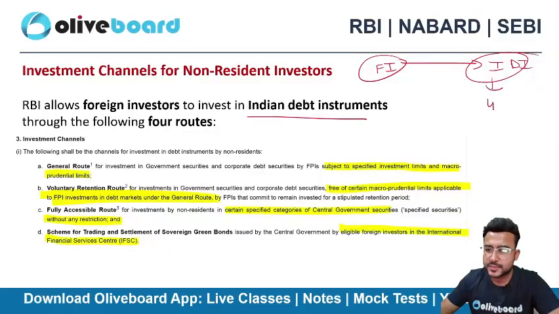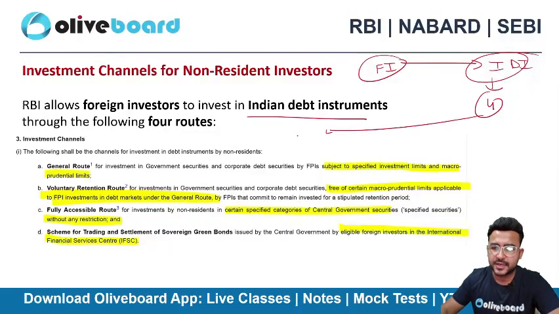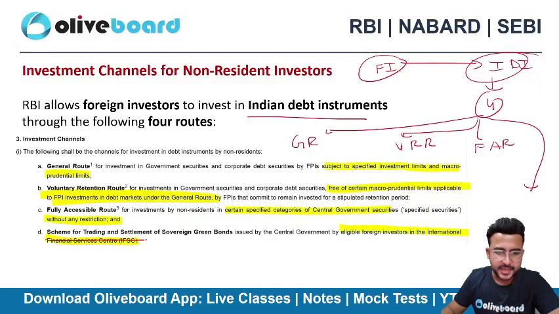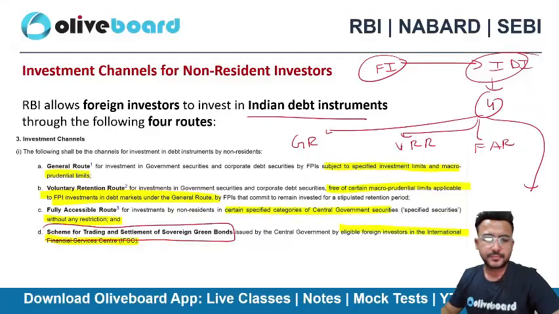There are 4 routes. First is the general route, another is the voluntary retention route, third is the fully accessible route, and fourth is the scheme of trading and settlement of sovereign green bonds here, right?